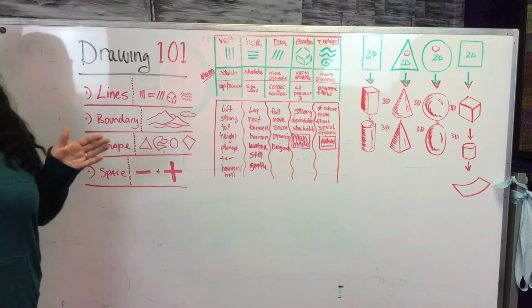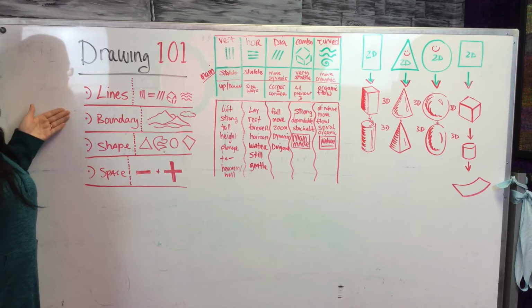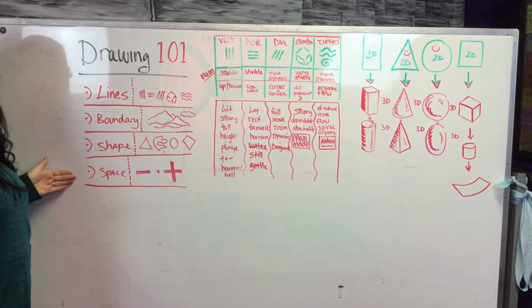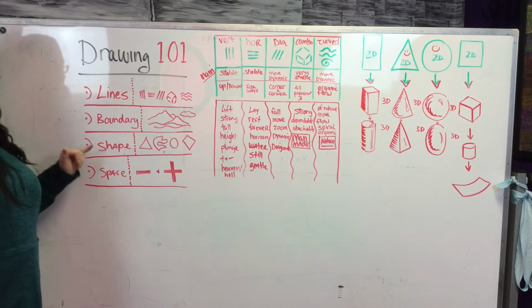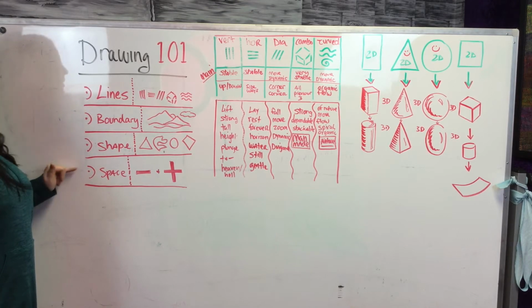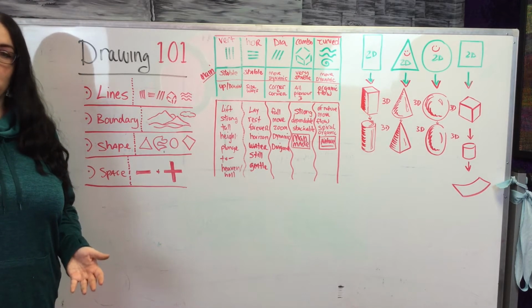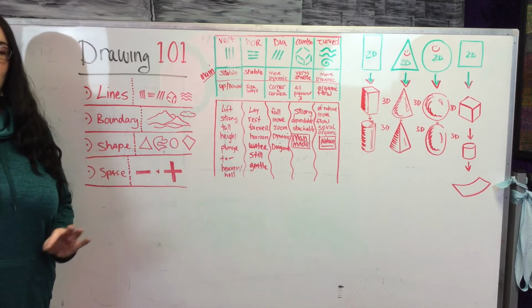Some of the things that we're going to be attacking today in our learning are lines, boundary, shape, and space. We're going to focus mostly on lines, shape, and boundaries, and we'll start to touch on space a little bit. We will not be discussing shading in depth today, just a little discussion of that.